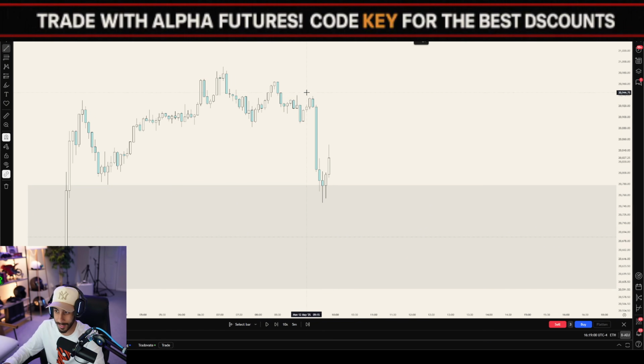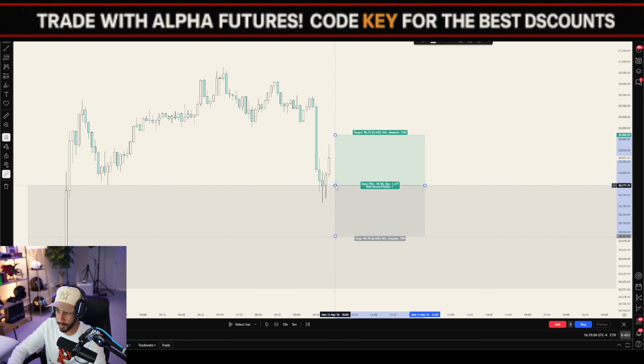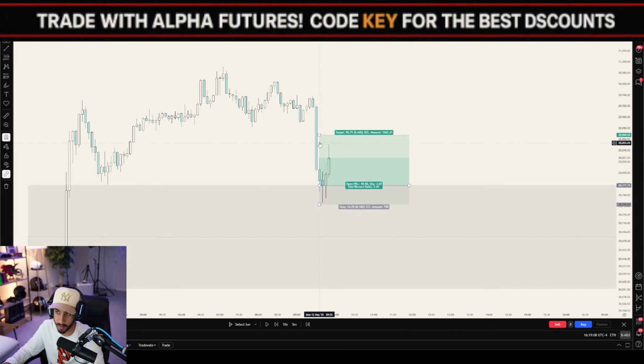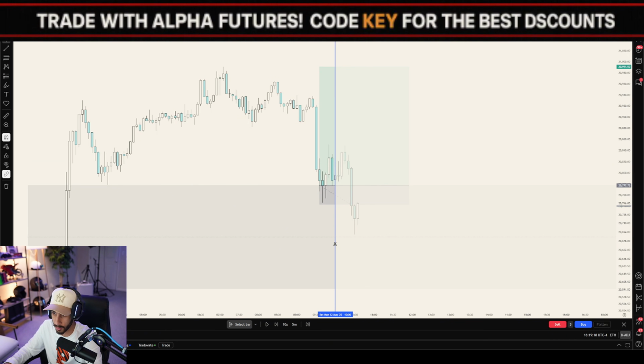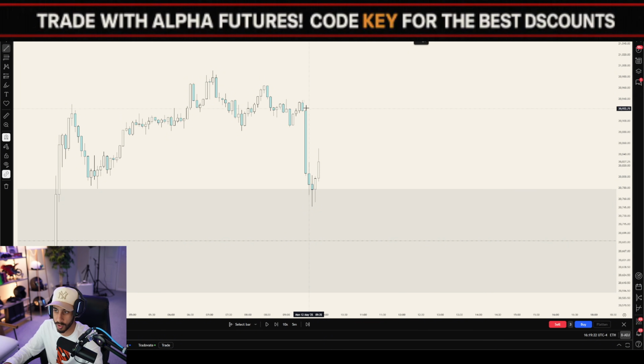So for me to get an entry, I am not going to just simply enter at this fair value gap and then put a random stop loss, let's just say right there, and then target the highs. Because this is what tends to happen almost all of the time. That's what's going to happen to you. So what I like to look for personally is, if I enter a trade, I want to see a change in state of delivery.